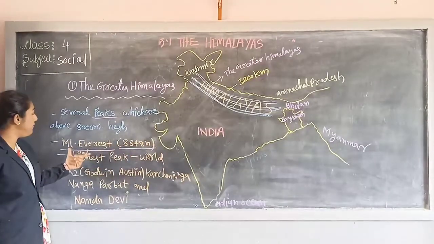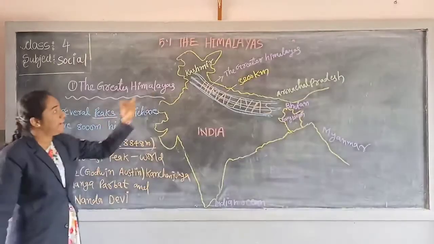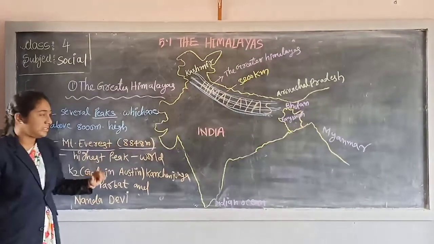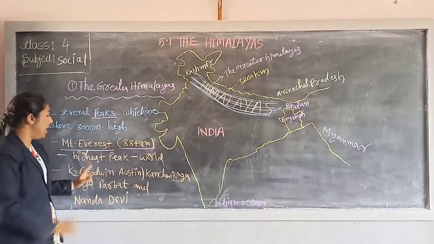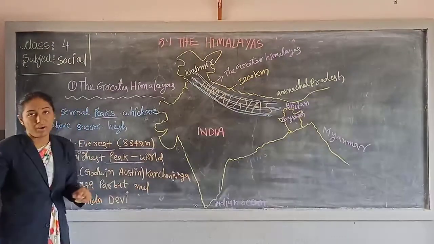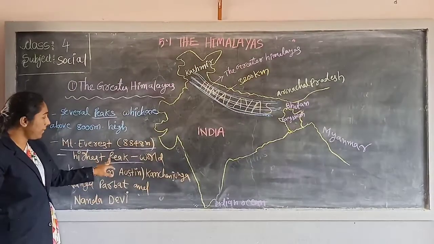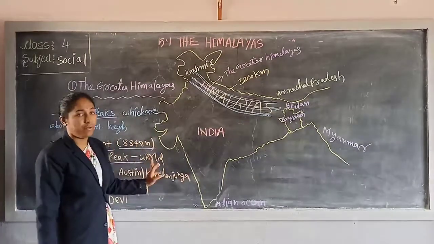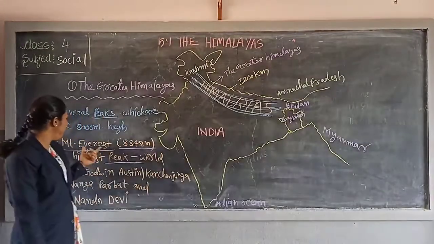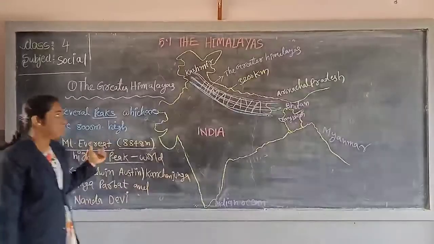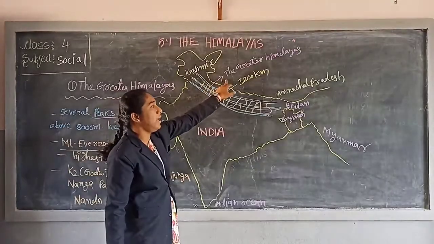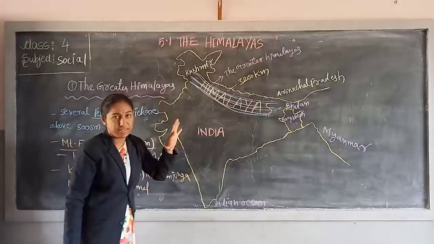This Mount Everest peak is also located in the Greater Himalayas. Mount Everest is the highest peak in the world. So what is the name of the highest peak in the world? Mount Everest, which is situated in the Greater Himalayas.